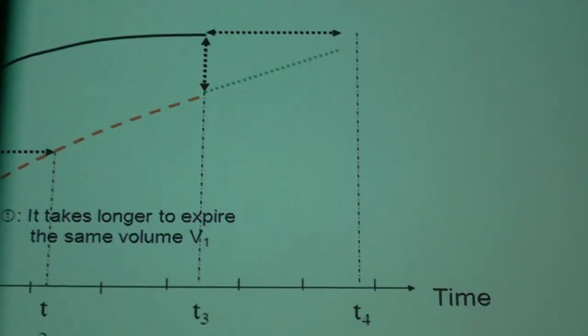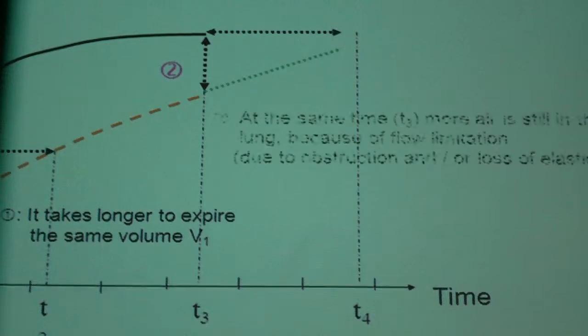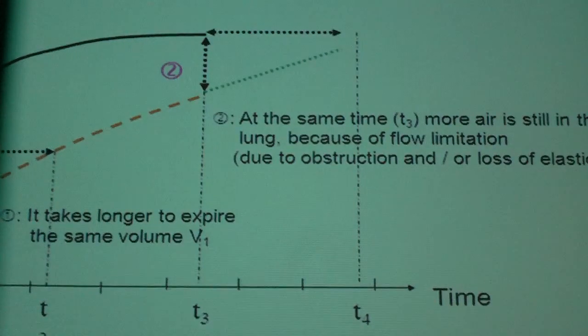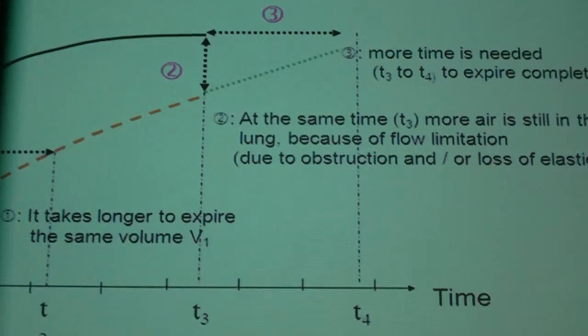If we have a look at a certain time over here, then we see that when a subject with normal lungs has exhaled completely, there's still a lot of air in the lungs of a patient with airflow limitation, and it takes much longer to exhale or expire completely. Okay? So this is a volume time curve.